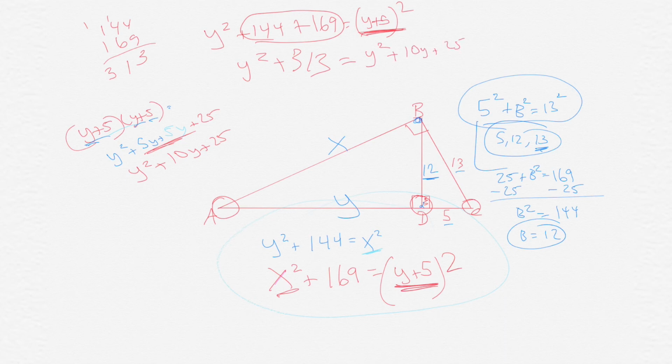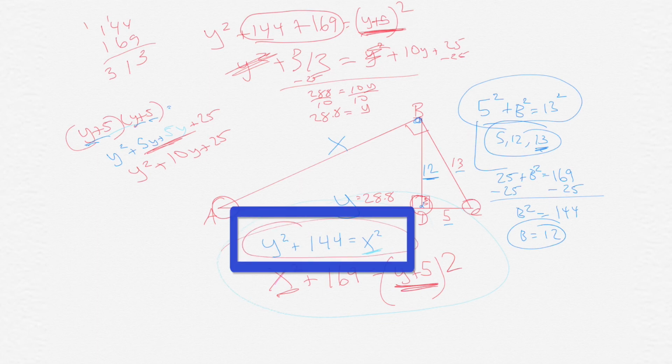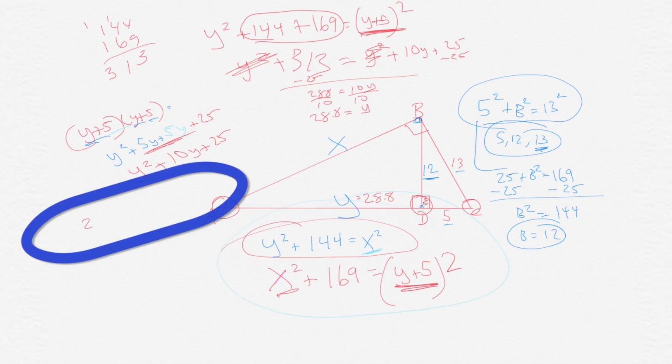And then at that point, the Y squared and Y squared cancels. We could subtract 25 from each side. We get 288 equals 10Y. And then we divide 10 from each side. And then Y equals 28.8. All right, that's a cool number. So Y equals 28.8. And then if you recall, we have here a couple equations. This equation right here, we had Y squared plus 144 equals X squared. So now, at that point, we would get 28.8 squared plus 144 equals X squared.